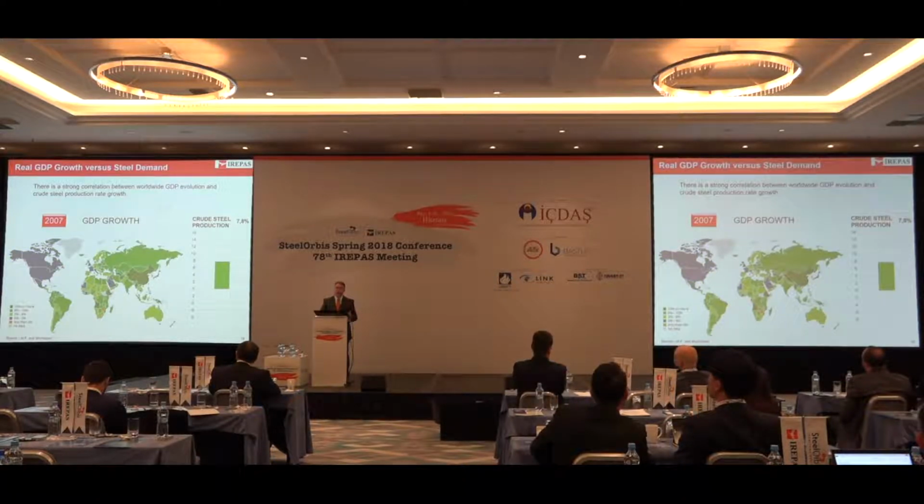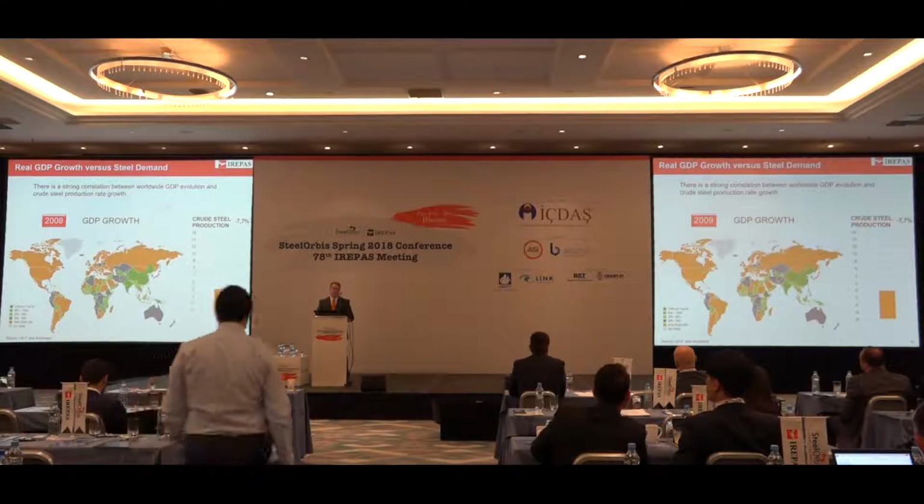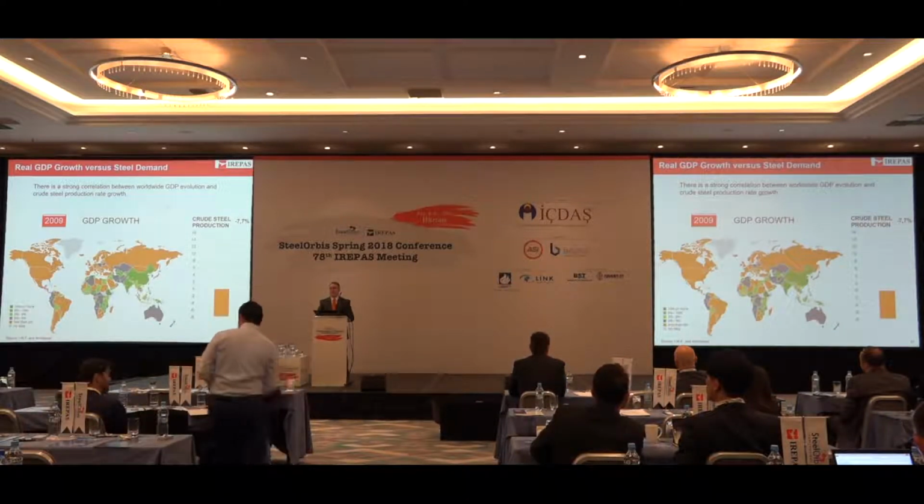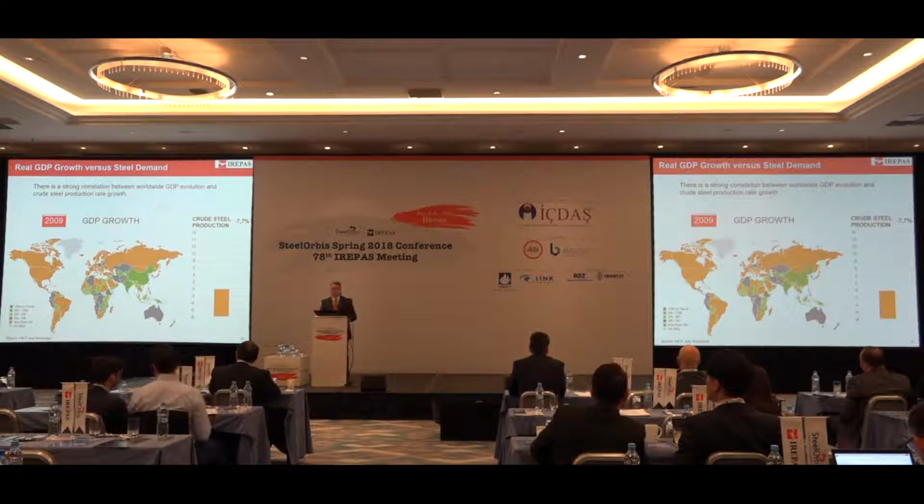Of course, we arrived at 2008, the crisis. That year, the main economy that entered into recession was the States, but immediately the crude steel production reacted, and we have a decrease of 0.4%. 2009 was a very bad year. You can see orange color spread all around the world, and of course, a negative crude steel production growth rate of minus 8%.